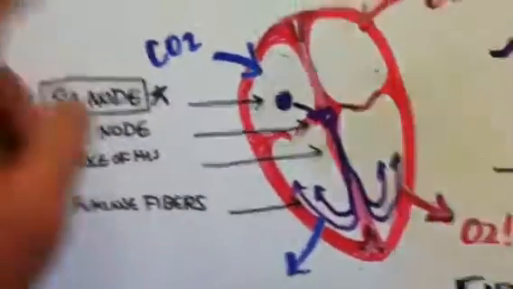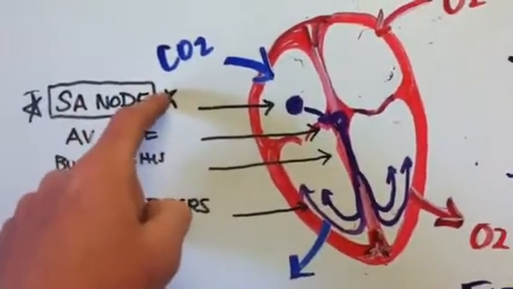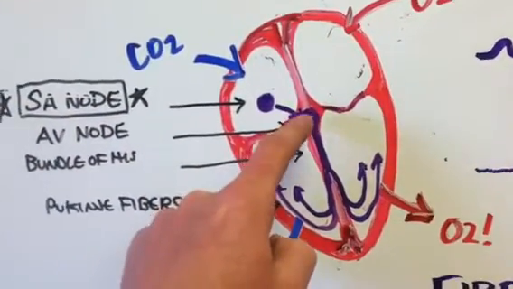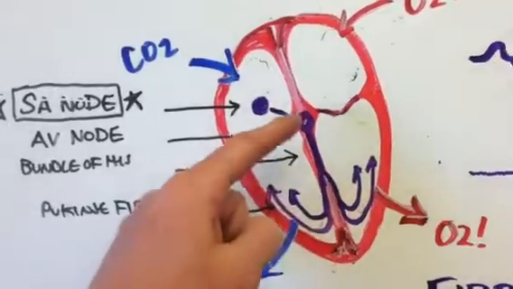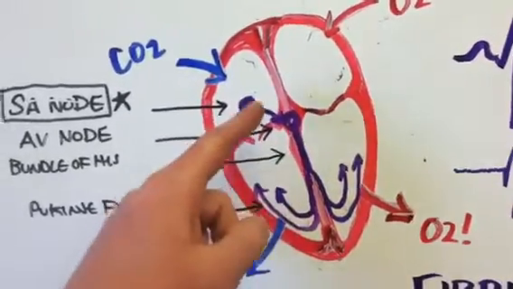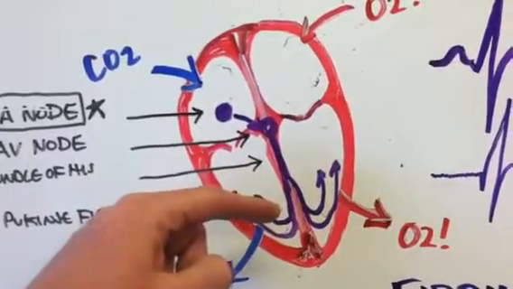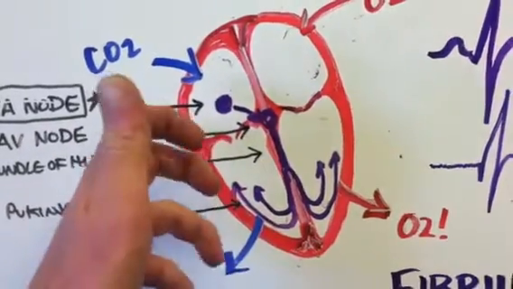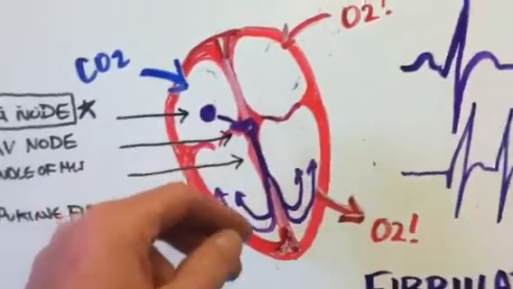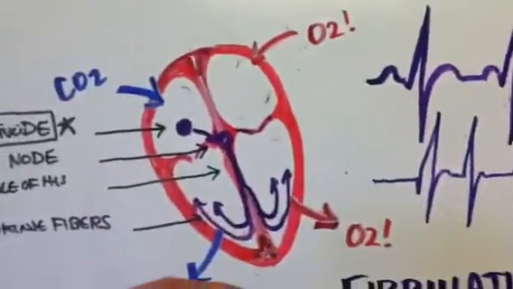If the SA node fails, which it does, then the next group down the pathway will take over and tell the rest of them what to do. And the more failure you have along this system, the closer we're getting essentially to death and the heart not pumping, and cardiac arrest, which means that the heart stopped.